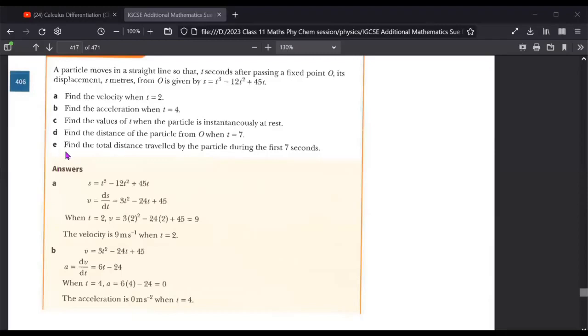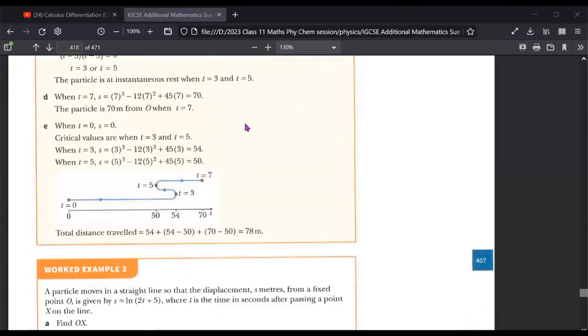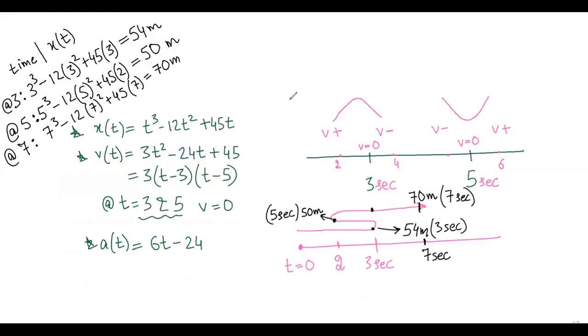So basically when we look at this part, E: find the total distance traveled by the particle during the first 7 seconds. Now this is where our knowledge of maxima, minima and the positive negative sign will start making sense to us, and we will be able to understand how these things are helping us. So this is my displacement function. Avantika, are we clear?